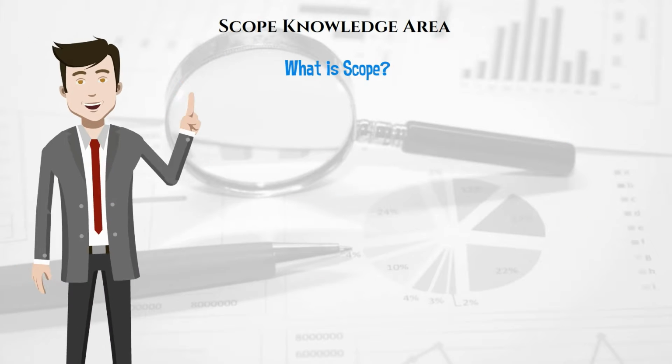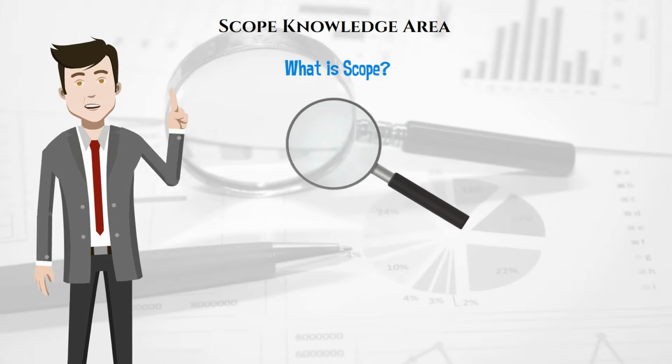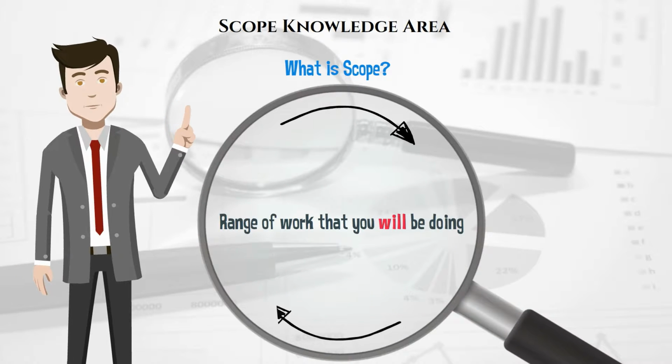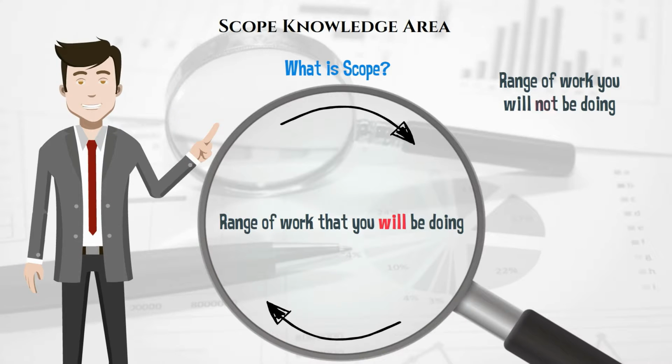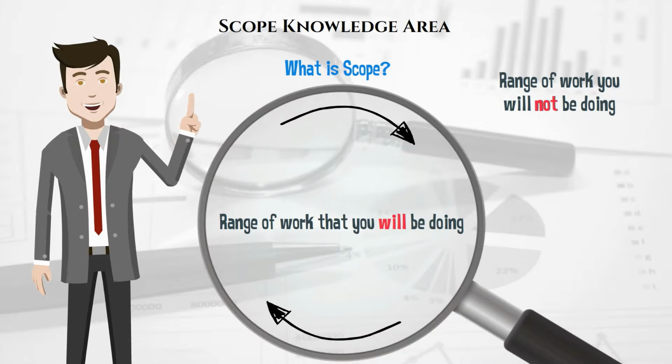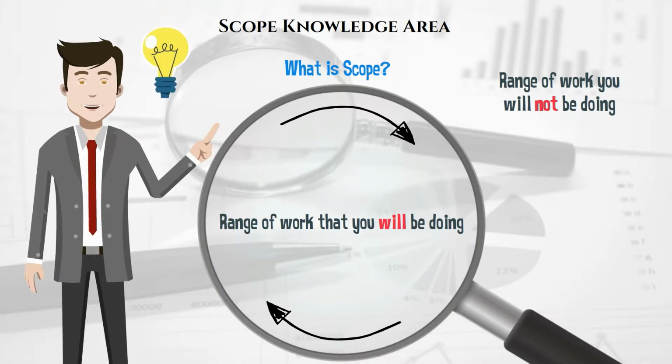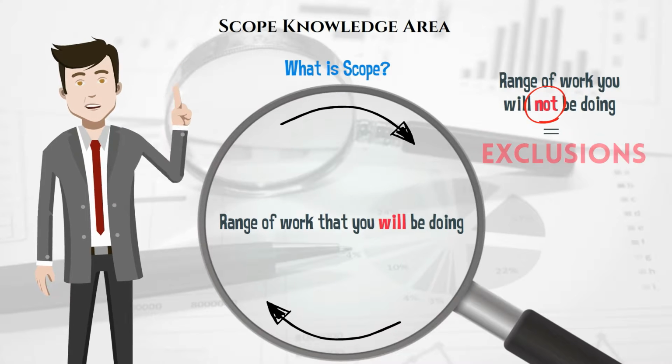So what is scope? The scope of the project includes the range of work that you will be doing, as well as the range of work that you will not be doing. This is important to remember. The work that you're not doing is referred to as exclusions.